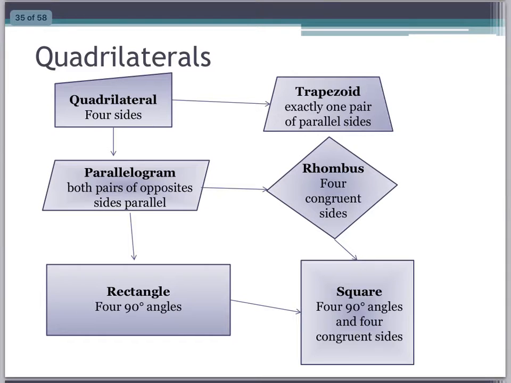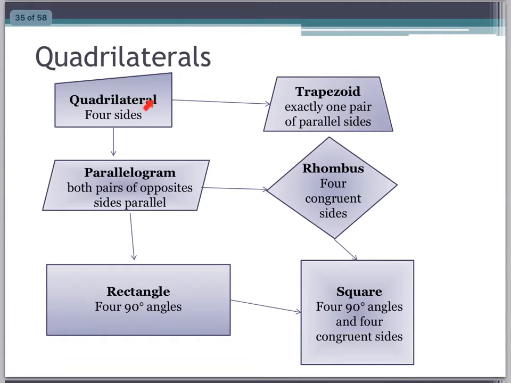Moving right along, you'll want to draw this lovely picture. I think it's on your vocab pack, and you can fill it in. So there are different kinds of quadrilaterals, and all quadrilateral means is it has 4 sides. That's it. It only means it has 4 sides. Doesn't mean anything else. Quadrilateral has 4 sides.